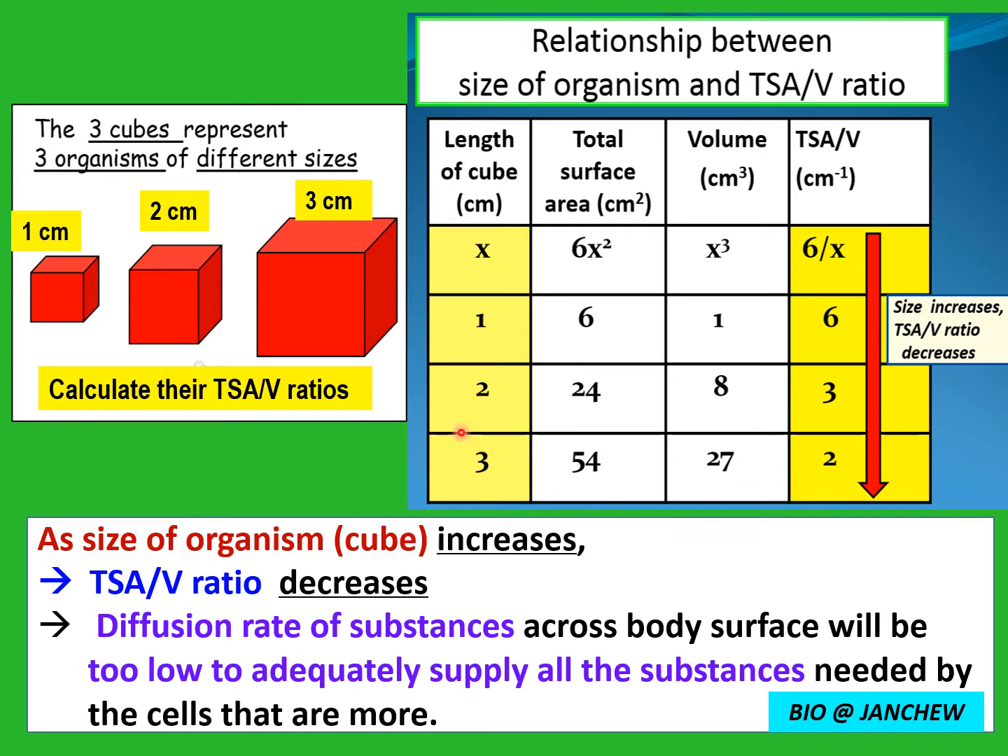So here you can see that as the size of the cube increases, the TSA per V ratio or value decreases, right? And the smallest cube has the largest TSA per V. So amoeba, as a very tiny organism, has a large TSA per V ratio, right? And the importance of the TSA per V ratio will be discussed in the next part.